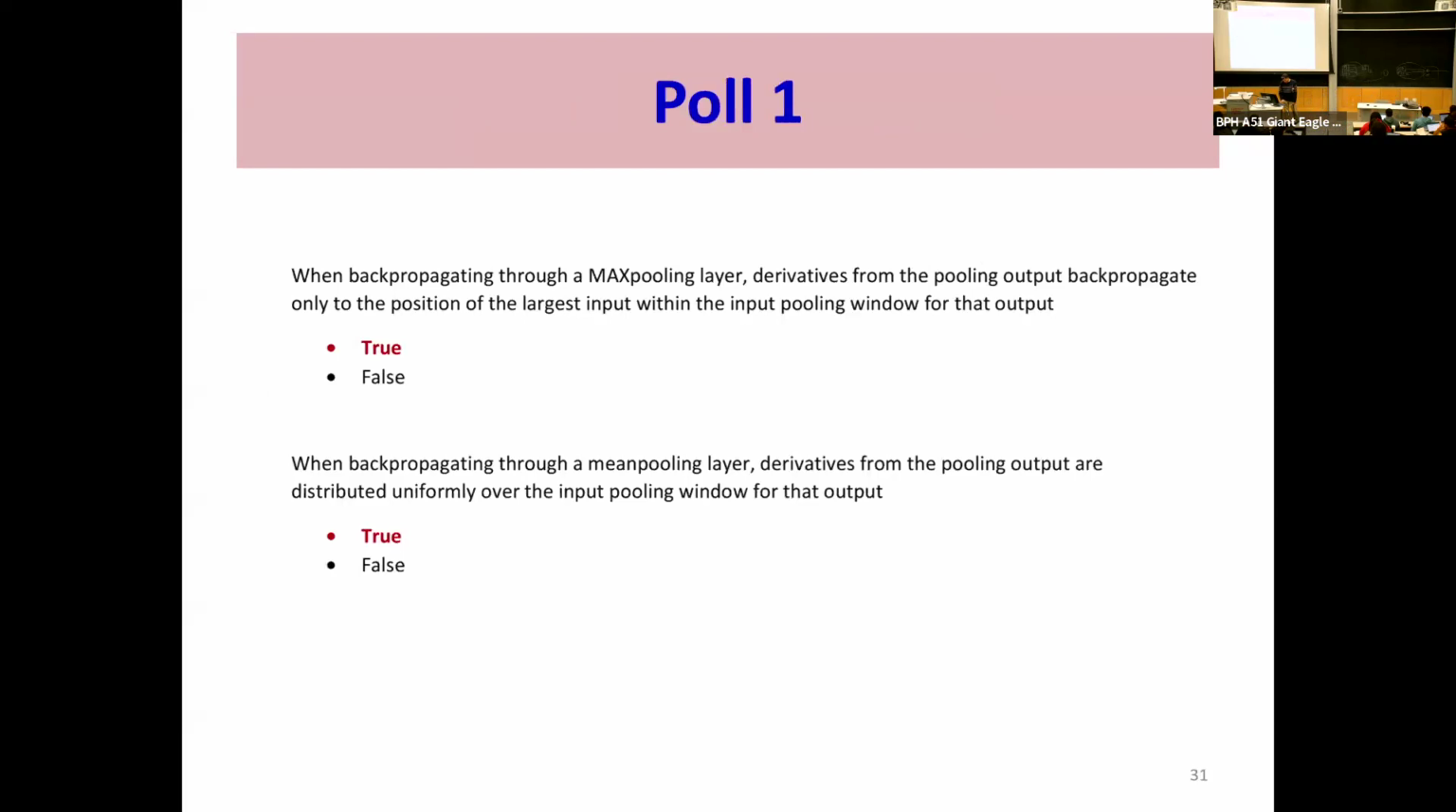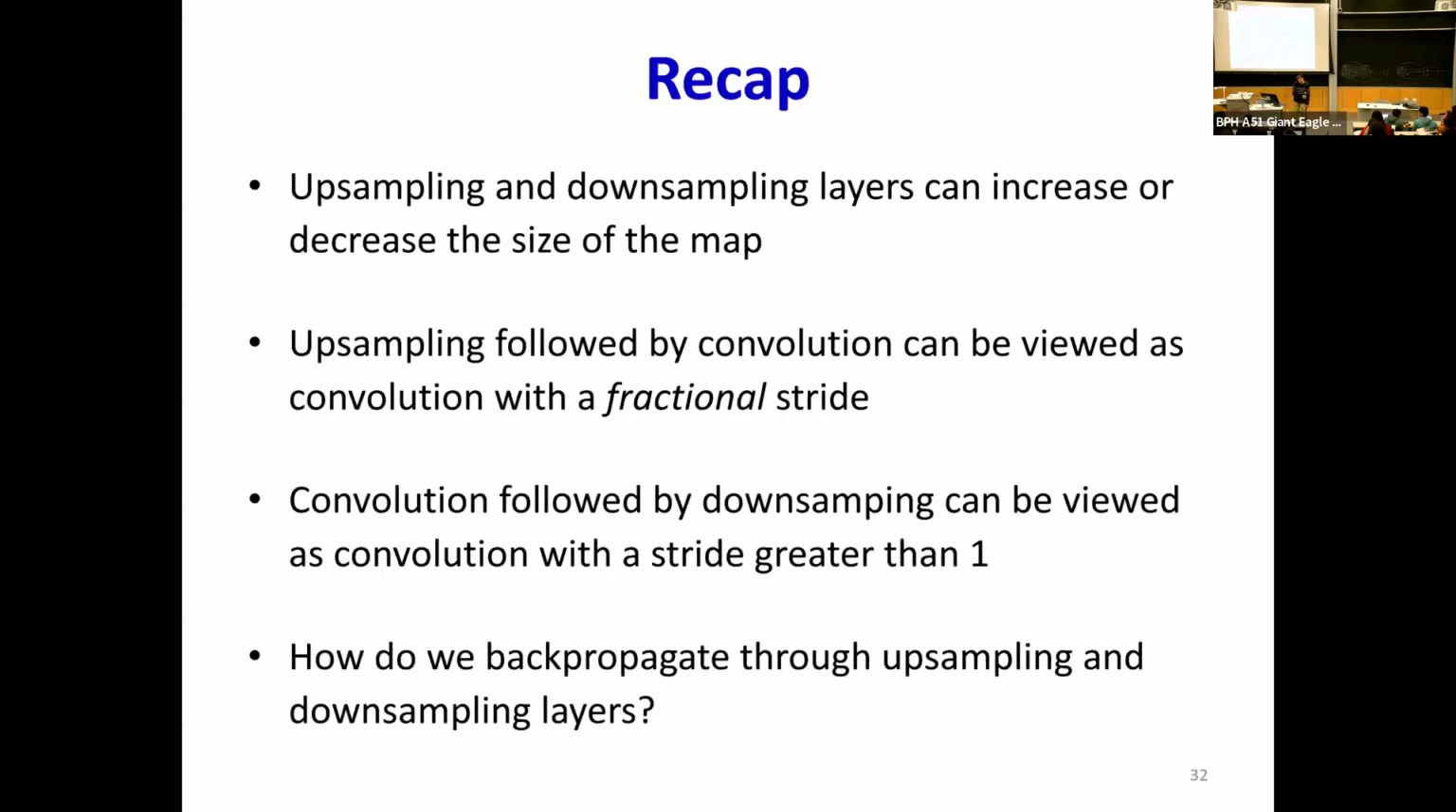Yes. Thank you. Right. So when backpropagating through a max pooling layer, derivatives from the pooling output backpropagate only to the position of the largest input within the pooling window for that output. And when you're backpropagating through a mean pool layer, derivatives are distributed uniformly over the input window. Very easy, right? So we've figured out how to backpropagate through the two main components of convolutional networks. One is the convolution itself, the other is pooling.